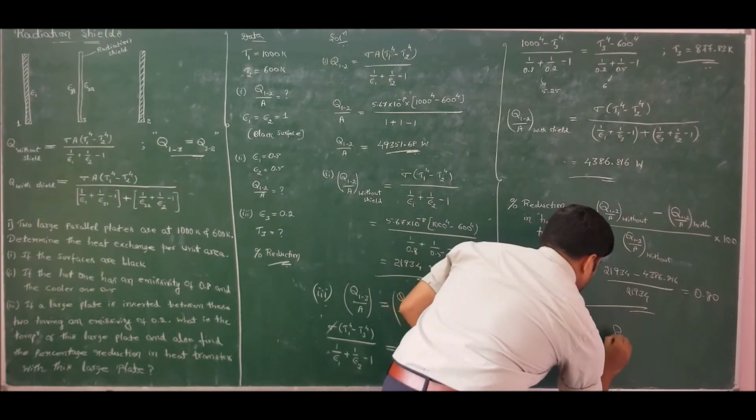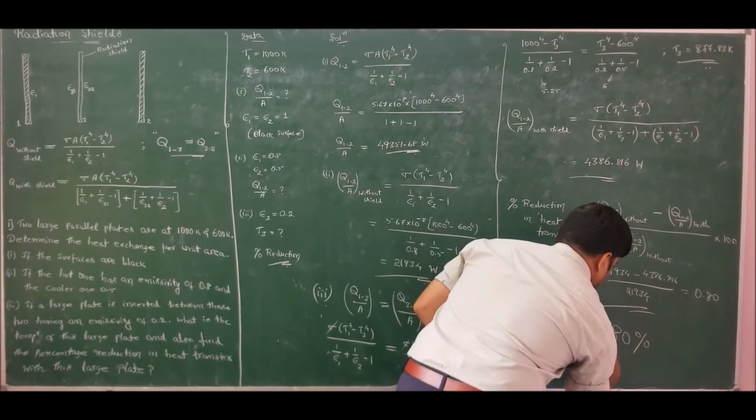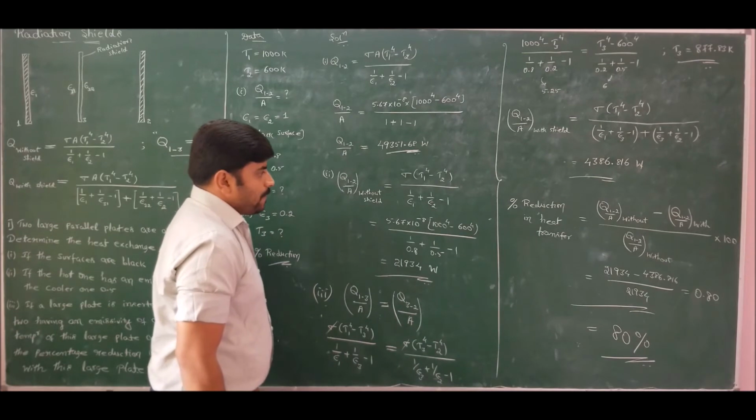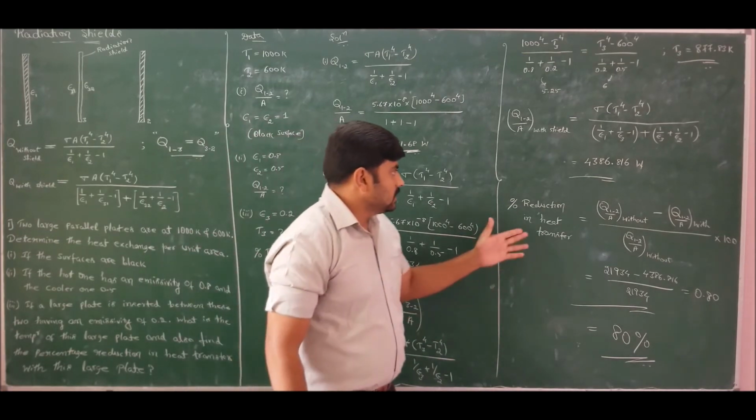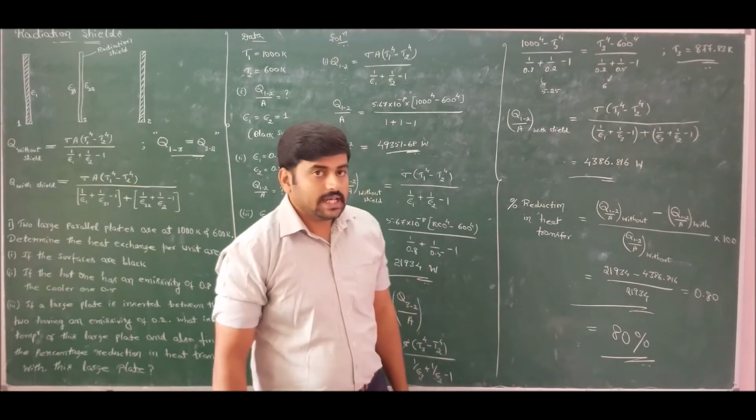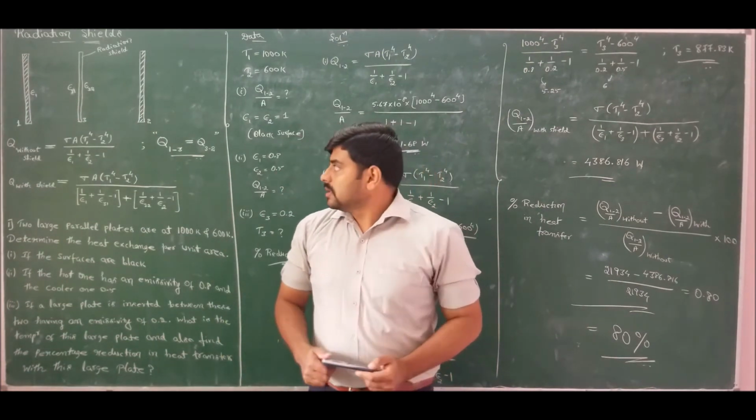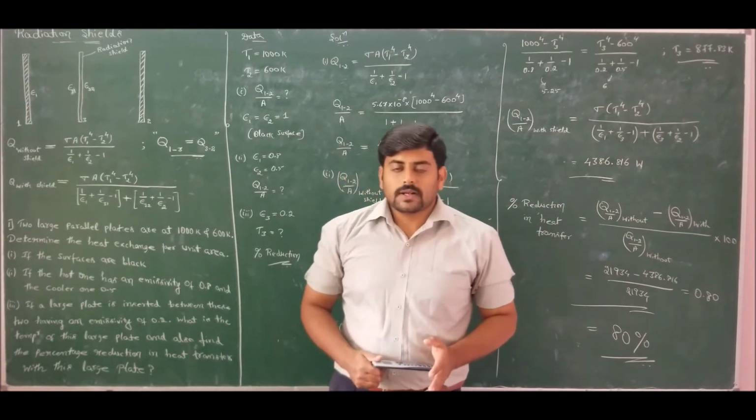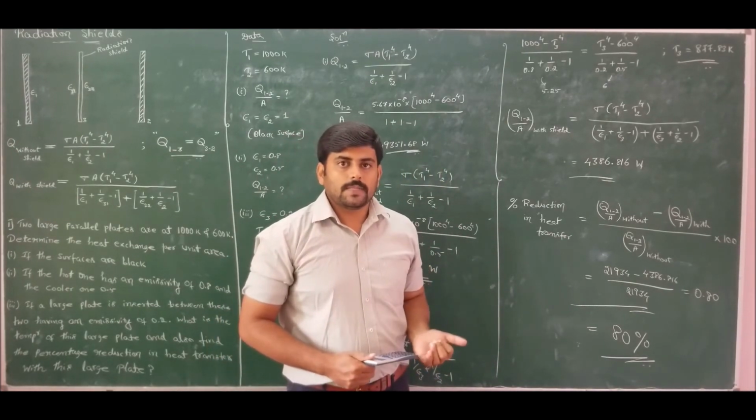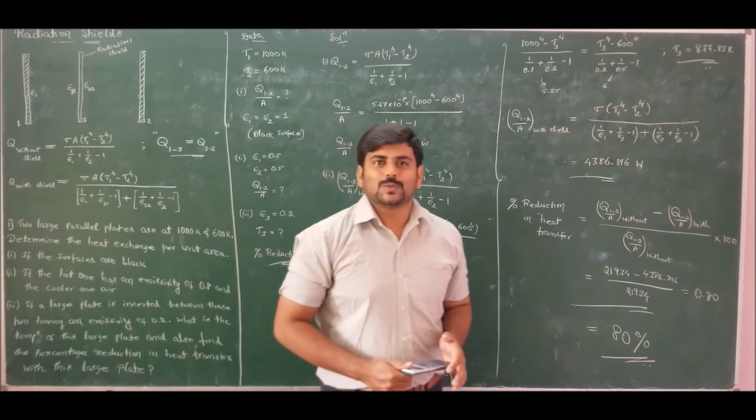So therefore, the solution for the problem is 80%. You can observe that just by inserting a radiation shield, the radiation heat exchange between the surfaces is reduced by 80%. So this is the solution for problem number 1. Let me pause this video for a while so that people can copy it down. Later we will solve problem number 2.